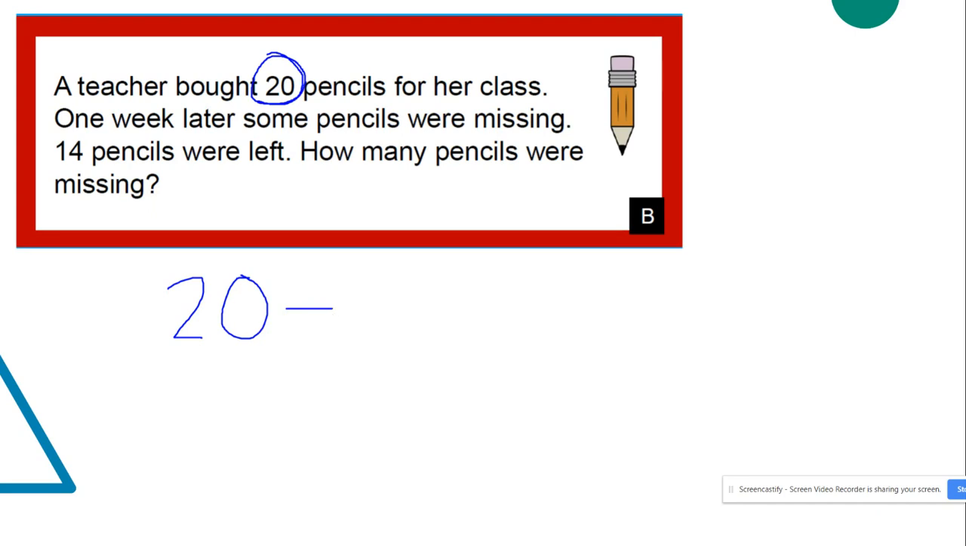1 week later, some pencils were missing. So some pencils went missing. That means they were gone. They went away. They were taken away. But it doesn't tell us how many. It just tells us some. But we know that 14 pencils were left. So you have to solve how many pencils were missing. Stop the video here and give that a try and come back and we'll figure it out together.